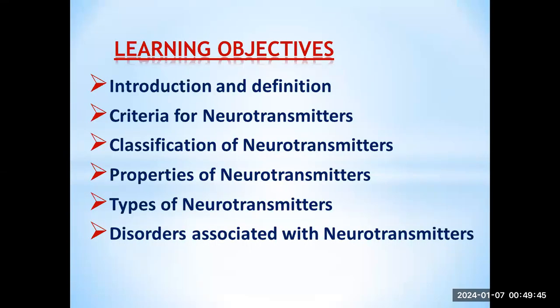According to neurotransmitters, our learning objectives are, we'll be discussing the introduction and definition of neurotransmitters, criteria for neurotransmitters, classification of neurotransmitters, properties of neurotransmitters, types of neurotransmitters, and finally, disorders associated with neurotransmitters.